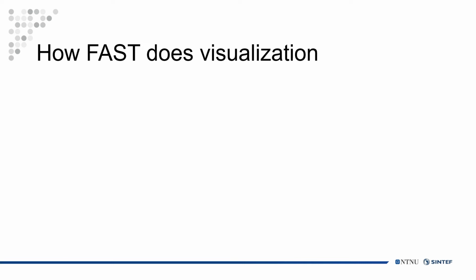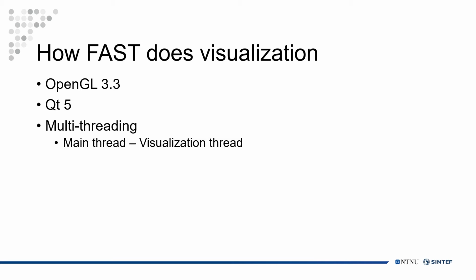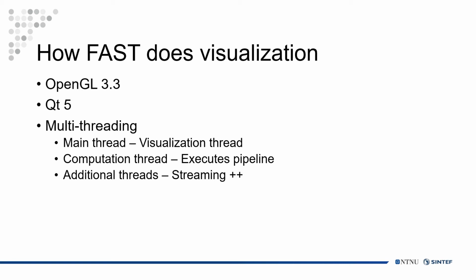Visualization is an essential part of medical imaging. Visualization in FAST is implemented using OpenGL 3.3 with some assistance from OpenCL. Qt 5 is used to create simple graphical user interfaces. To ensure smooth concurrent visualization and processing, as well as a responsive graphical user interface, multi-threading is used, where the main thread performs visualization. An additional computation thread executes the processing pipelines repeatedly, and additional threads are used for things like concurrent data streaming.